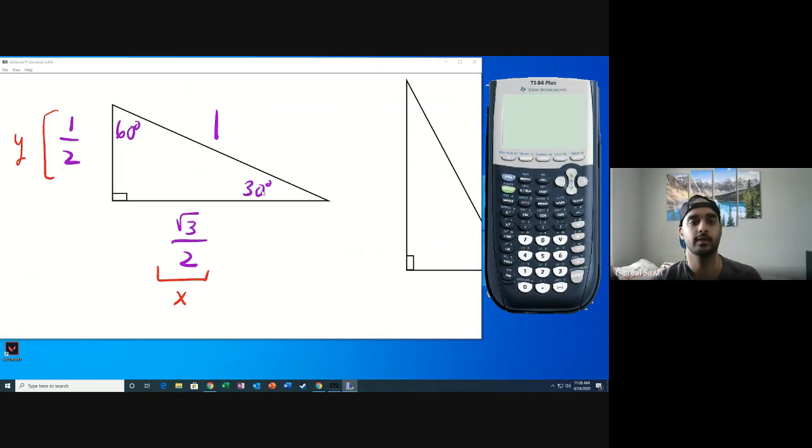If we do the sine of 60, start up here, my opposite would then become whatever I just called x. So keep in mind, I labeled them according to the 30.